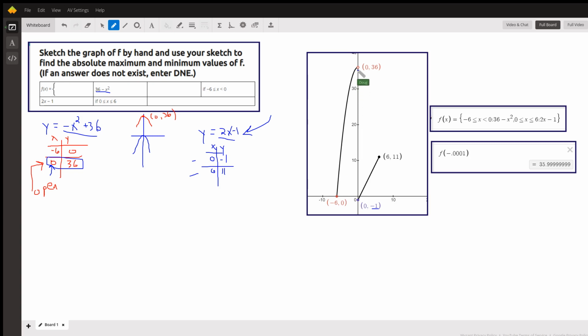On the other hand, there is no absolute max because an absolute max must be an exact real number. It's bounded above by 36, but we can't actually ever get there. If I say, for example, what's f of negative 0.0001, I get 35 point, look at all those 9s. And the more zeros I put in here, the more 9s I'll get over here, but I will never actually get to 36. So no absolute max, absolute min at 0 has a value of negative 1.